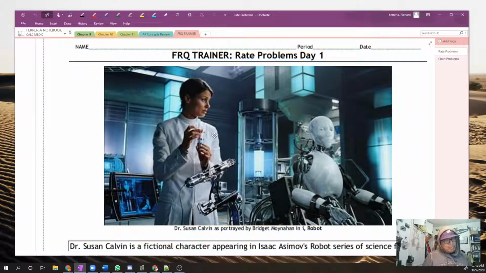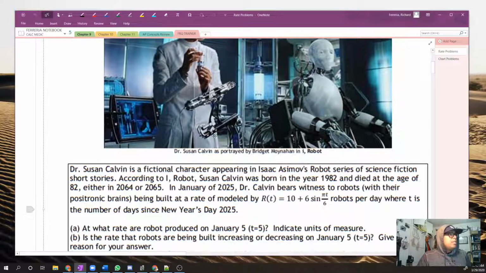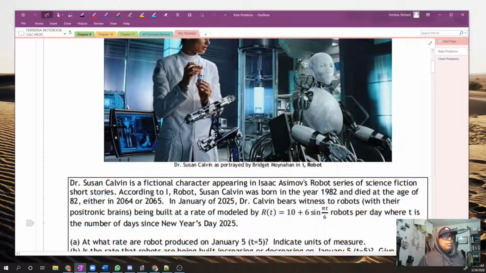I don't know how many of you read any science fiction at all, but this is Dr. Susan Calvin, a fictional character appearing in Isaac Asimov's Robot series of science fiction short stories. According to iRobot, Dr. Susan Calvin was born in the year 1982 and died at the age of 82, either in 2064 or 2065. That's a little ways off now, isn't it? In January 2025, Dr. Calvin bears witness to robots with their positronic brains. That's a really big deal in those books.